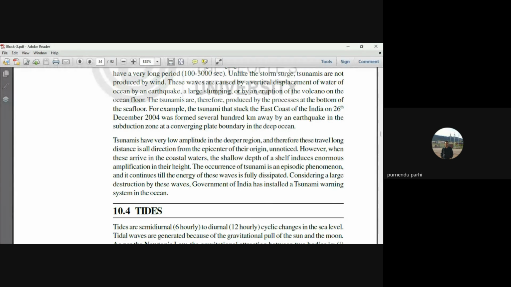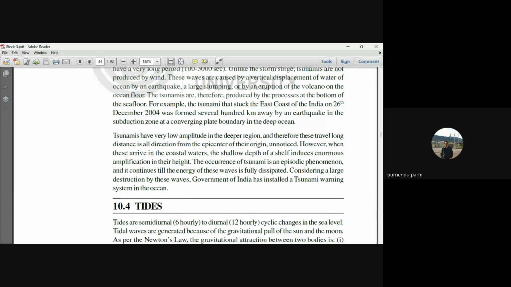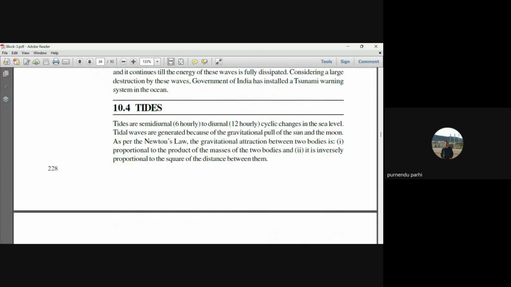However, when these arrive in the coastal water, the shallow depth of a shelf induces enormous amplification in their height. The occurrence of tsunami is an episodic phenomenon and it continues till the energy of this wave is fully dissipated. Considering the large destruction by this wave, the Government of India has installed a tsunami warning system in the ocean.